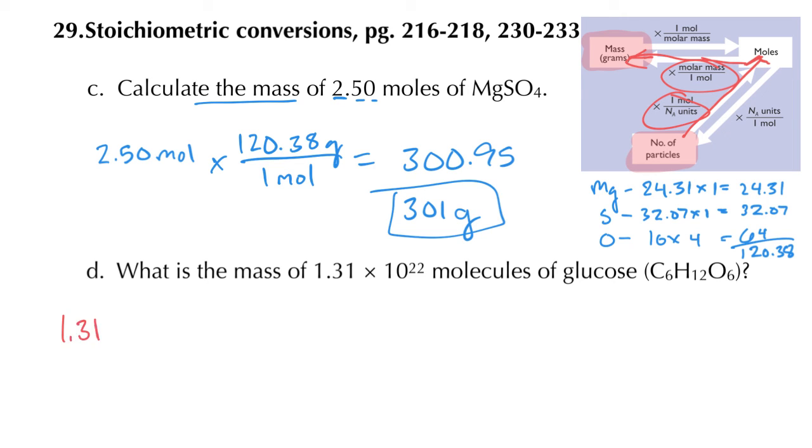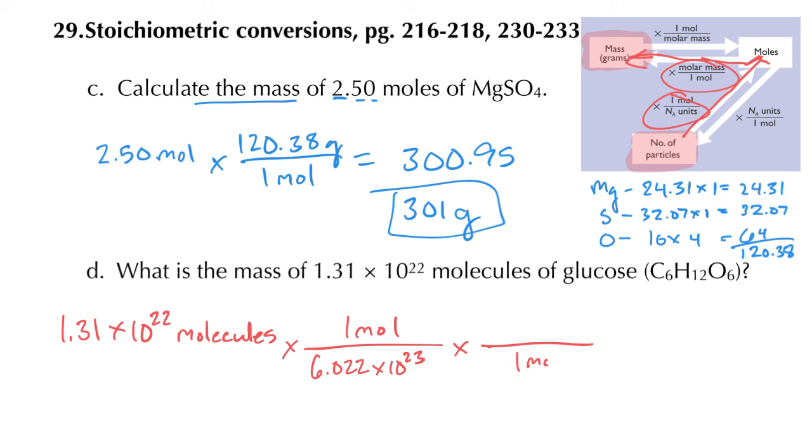So I'm going to start my work by writing out the number from the question. Then I'm going to set up my conversion factors based on what I mapped out. The first conversion factor is 1 mole over Na, which stands for Avogadro's number. And then my second conversion factor is molar mass over 1 mole. So I need to calculate the molar mass of glucose, and I'm just going to do that in my calculator so I can plug it in. And I got 180.156.